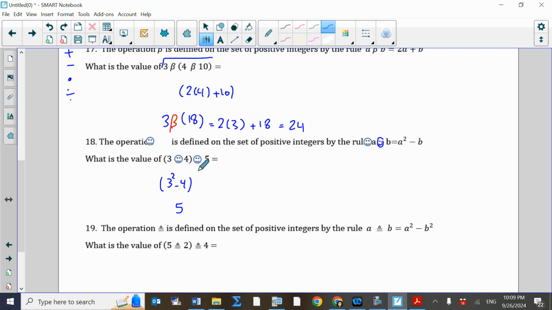And now we're going to use the operation with 5 this time. The rule is the first number raised to the power of 2 minus the second number. That's 25 minus 5, which is equal to 20. That's it. So I'm going to leave this one for you. Just know that if you are using this operation, it's the first number raised to the power of 2, subtract the second one.